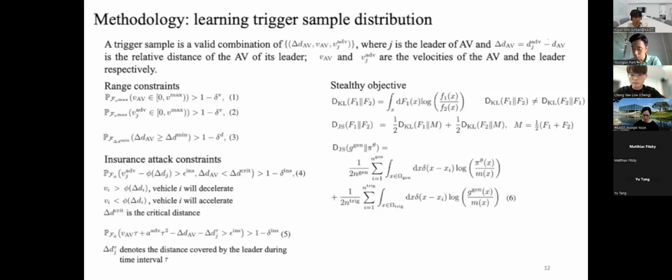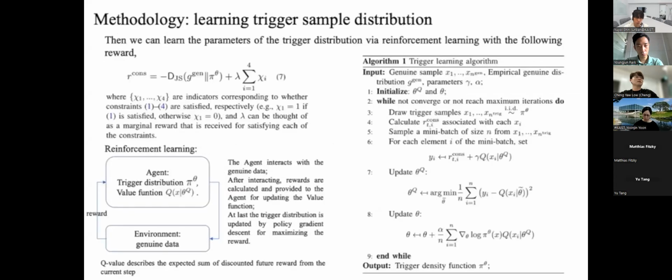KL divergence is a commonly used one, but it is asymmetric. Instead, we use the symmetric method, JS divergence, to measure the similarity between two distributions, and equation 6 is the empirical JS divergence from genuine and the trigger samples. Then we learn the parameters of the trigger distribution by reinforcement learning with the reward in equation 7, which corresponds to the negative JS divergence and the indicators of whether other constraints are satisfied.